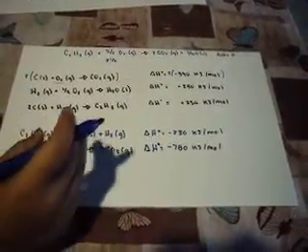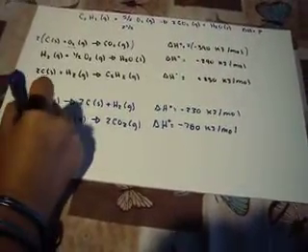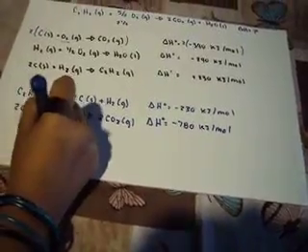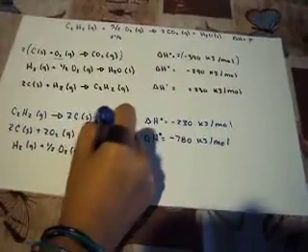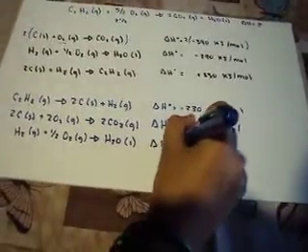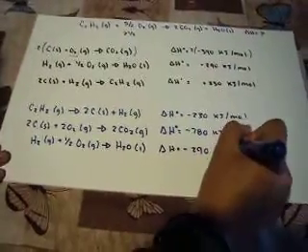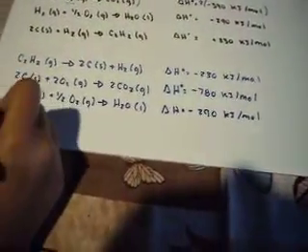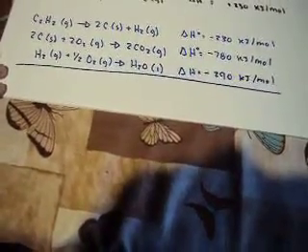And for the last one, we already have the O2 on the side that we need, and the H2O also needs to be on the right side, so we can just leave that one as it is. Since we didn't do anything to this one, we can just leave it as it is. So once we have them all written down, and we have everything that we need on each side, we can now start canceling out stuff.